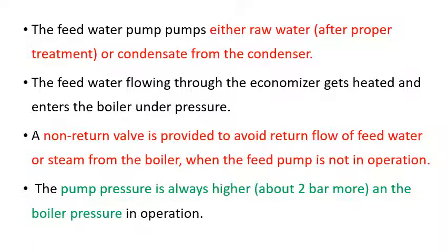The pump pressure is always higher than the boiler pressure in operation, because the water has to go through a number of bundles of tubes, and there will be bends. To avoid that pressure drop, the pump pressure is kept slightly higher.